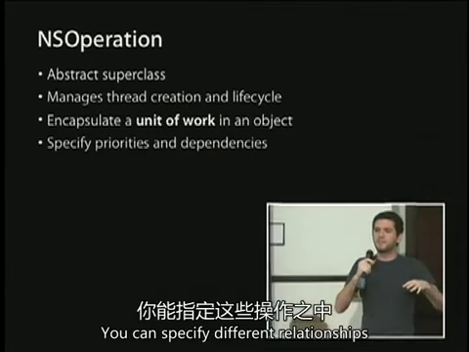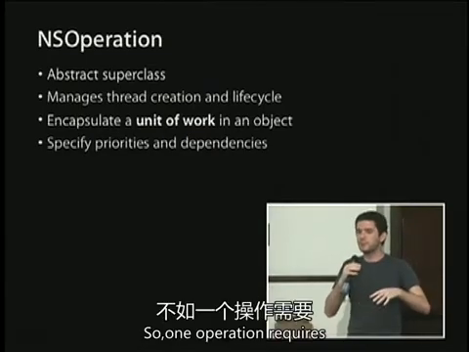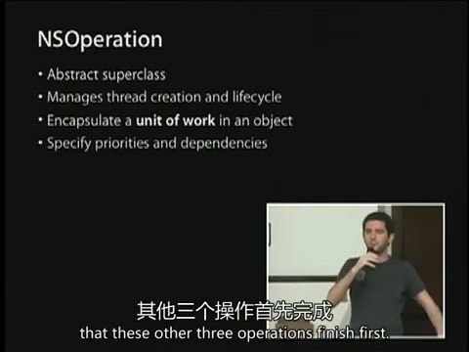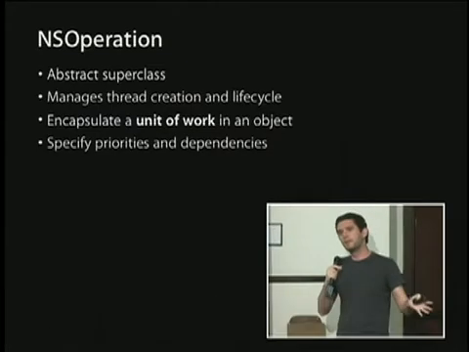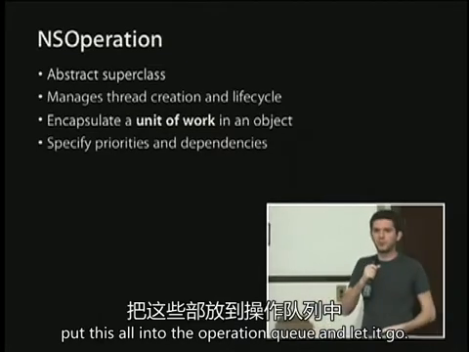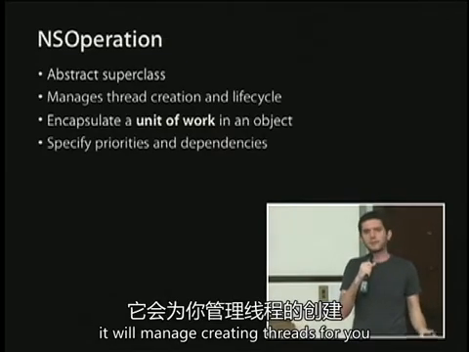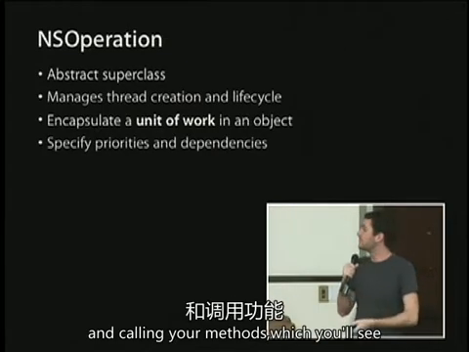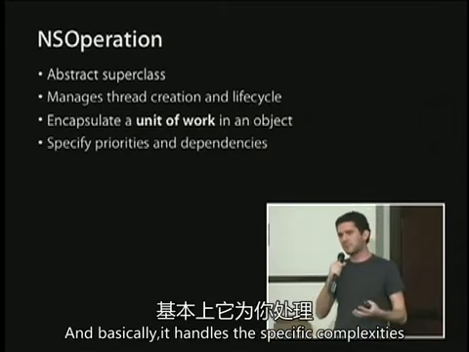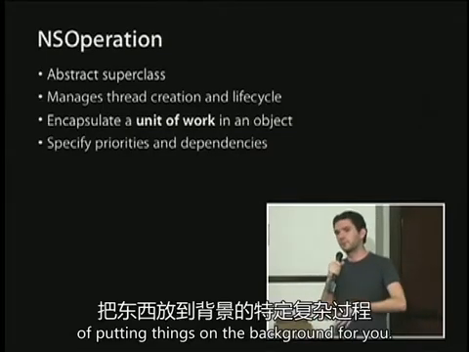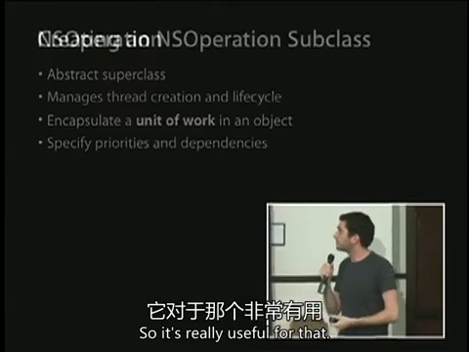You can specify different relationships between these operations. So one operation requires that these other 3 operations finish first. You can basically define a graph of work that has to happen, put this all into the operation queue, and let it go. It will manage creating the threads for you and calling your methods, which we'll see in just a second here. And basically, it handles the specific complexities of putting things on the background for you. So it's really useful for that.